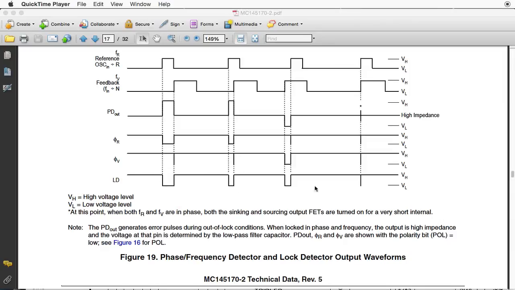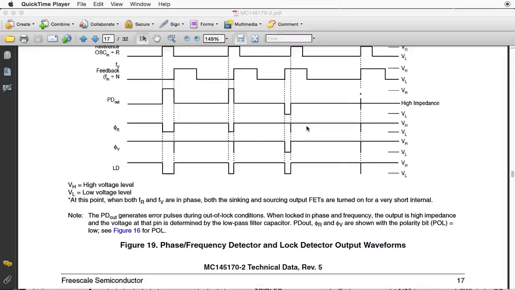Obviously, its pulses are extremely fast. I mean, that's each waveform, depending on what the references are, like kilohertz frequencies. So yeah, that's how that part works.